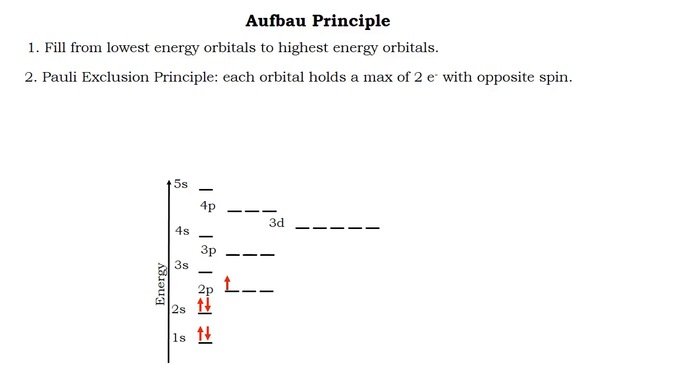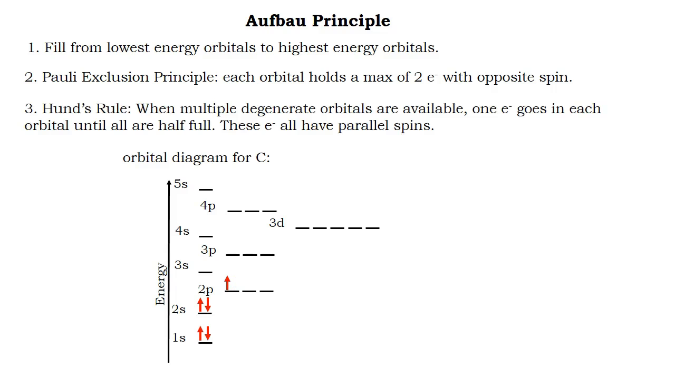Now, if we move on, we've got carbon next. But carbon, we have a new rule that we have to learn. And so the question is, does the new electron go here in the second orbital, or does it go here, or does it pair with the first one? Does it get a roommate? So the third rule is Hund's rule, which says that when multiple degenerate orbitals are available, 1 electron will go in each orbital until all are half full. These electrons will all have parallel spins.